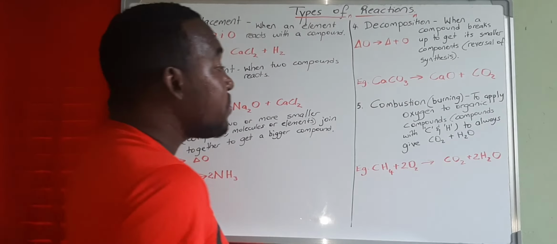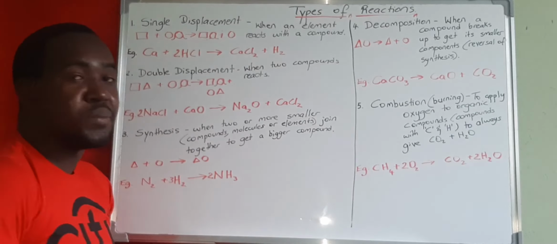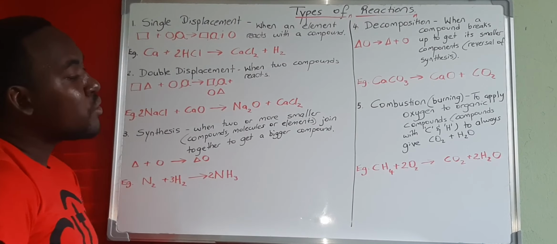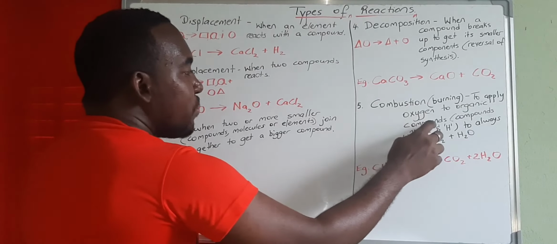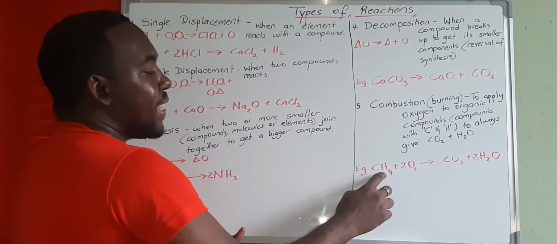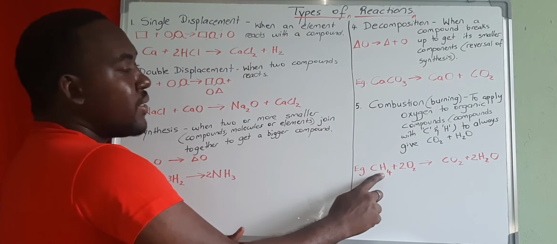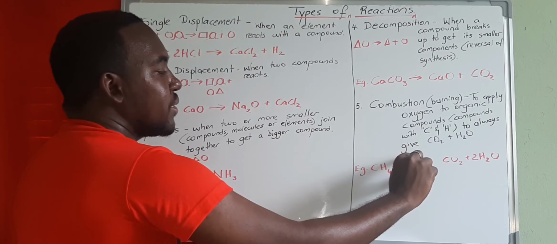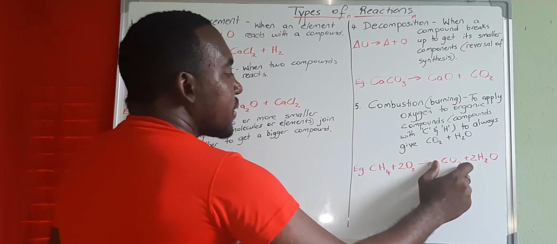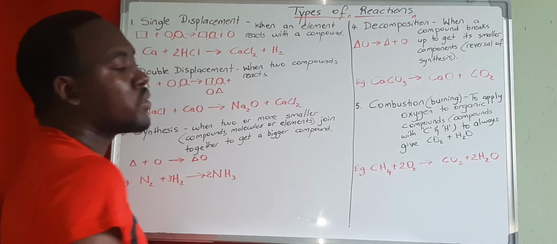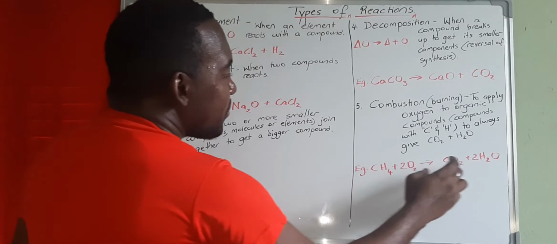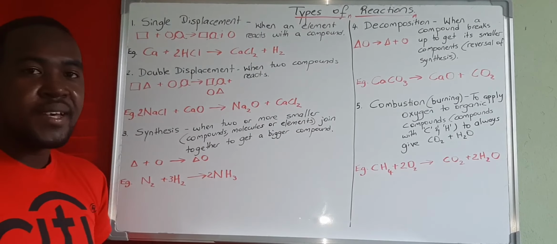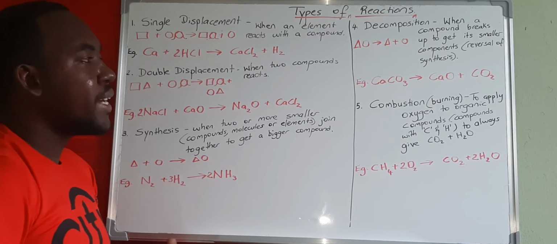So this one is simpler, because we always know what will be produced. So the only thing that you're looking for is if the compound has a C and an H. So once it has a C and an H and oxygen is being applied to it, then we always get carbon dioxide and water. So remember, these numbers are just there to balance up, and that's the lesson that we'll look at next time.